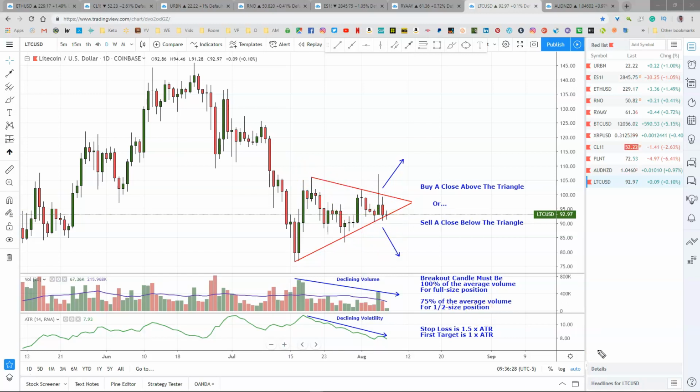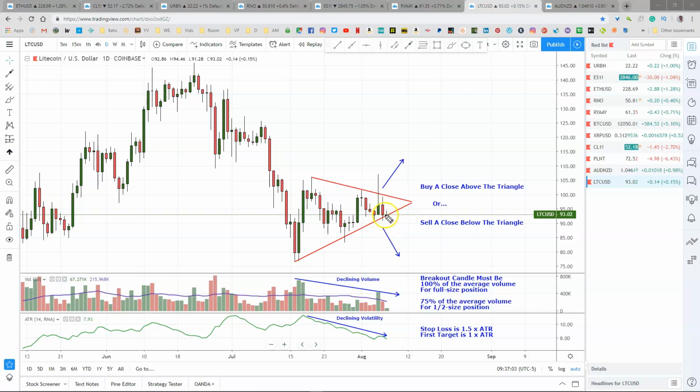So this setup is simple. We will buy if we get a daily close above the triangle, or we'll sell if we get a daily close below the triangle. Now earlier this morning this was actually below the triangle here, but it's pushing back up. Keep in mind this closes later in the day. This closes about 8 p.m. New York time.